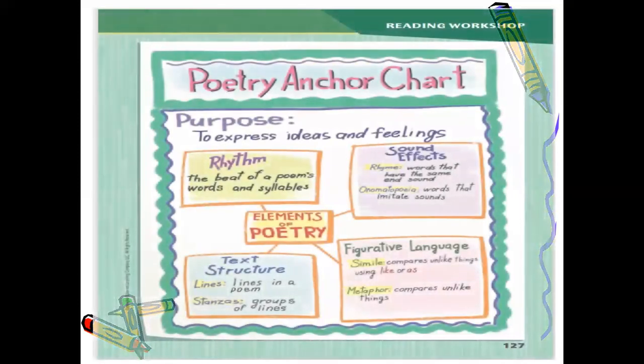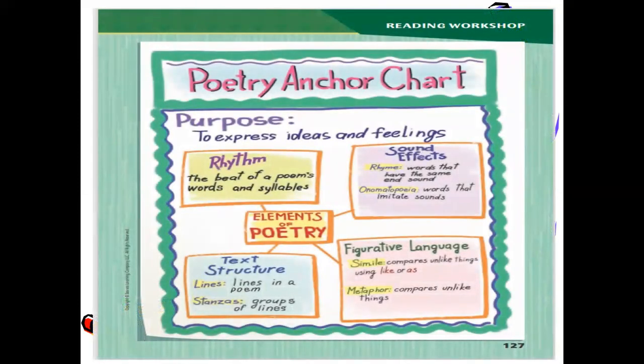Okay, so here, the elements of poetry are four things: the rhythm, the sound effect, the figurative language, and the text structures. The rhythm is the beat of the poem's words and syllables. The sound effects are rhyme and onomatopoeia. The rhyme is the words that have the same end sounds. Words, remember that, words. But the rhyme scheme are lines. The onomatopoeia are words that imitate sounds. Different words, same sounds. Like done and sun.